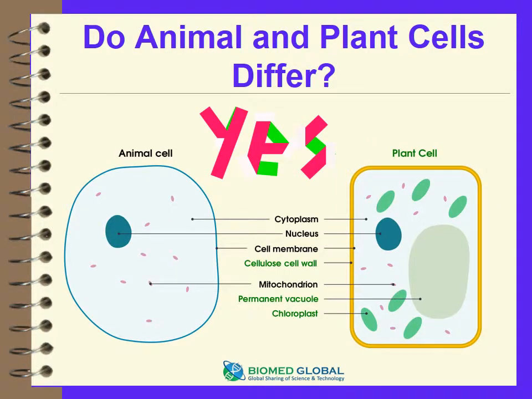There could be a question: both animals and plants are living, so do their cells differ? The answer is yes. On the right side there is a plant cell, and on the left side there is an animal cell. You can see here that the plant cell has a cellulosic cell wall, whereas the animal cell has just a cell membrane. The plant cell has a large vacuole inside it. In animal cells, some cells have smaller vacuoles. Plant cells have chloroplasts and animal cells do not have any chloroplast.